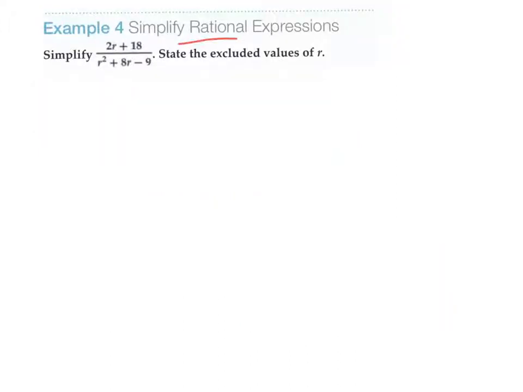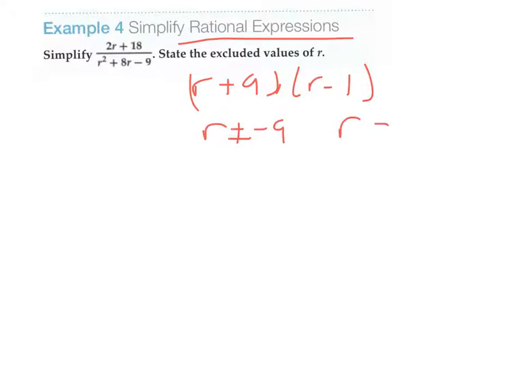To simplify a rational expression, we can find excluded values. So let's do that first, find our excluded values. So I'm going to factor the denominator. And by factoring the denominator, I get r plus 9, r minus 1. And so r cannot equal negative 9, and r cannot equal 1. So there are my excluded values, so I found those.